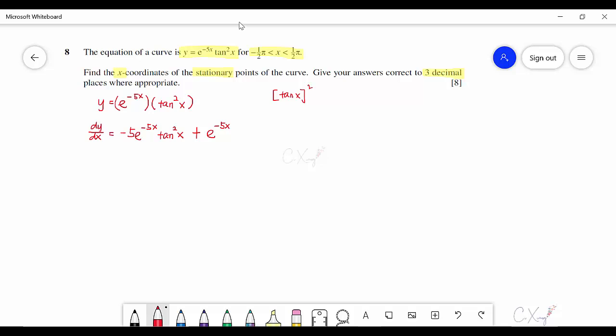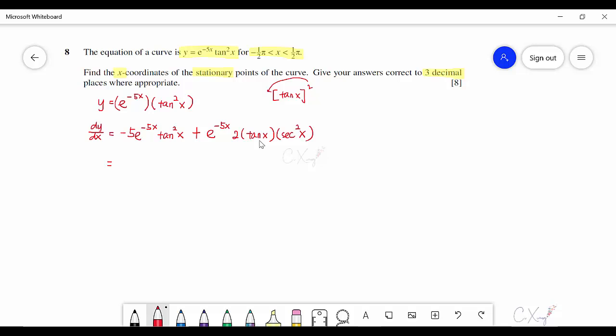To differentiate this, you pull the power in front, so you have 2, copy back the bracket tan x, then you differentiate tan x, where you will get sec²x. All right, so this is how we do the differentiation by using the product rule. After that, I want to try to simplify it.